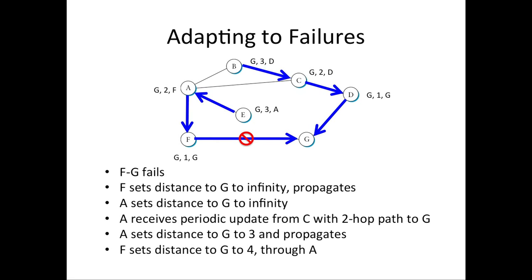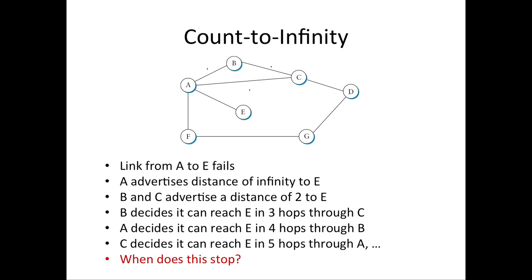Okay, good. Same graph, different scenario. In this scenario, the link from A to E fails. So A is going to advertise a distance of infinity because the link just broke. Now, B receives this advertisement saying it's infinity, but it remembers that there is a path to E through C. It's longer, 2 hops, but that's better than infinity. So B decides it can reach E in 3 hops, and it advertises this path, saying, I'm 3 hops away.